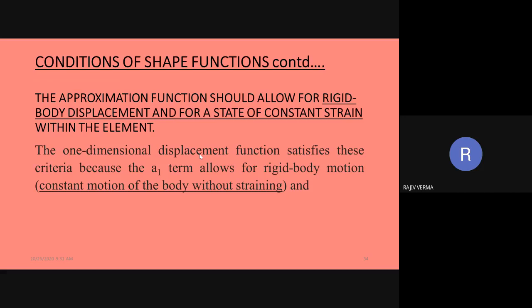The second condition of constant strain means it has some physical significance also. The thing is, if we go on reducing the size of the element, there is going to be a condition when the element is going to become such a small element that you are going to assume that the entire element undergoes constant strain. It has a value of constant strain, same strain throughout the element. So this is what is meant by the second requirement.